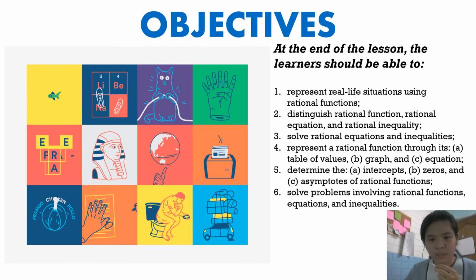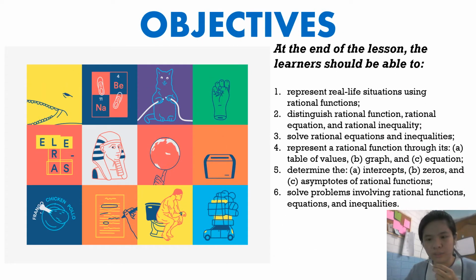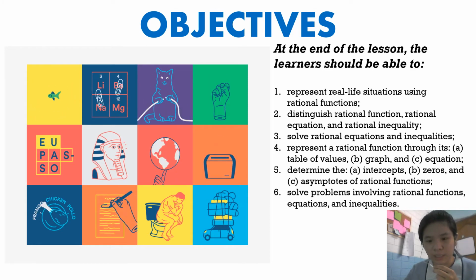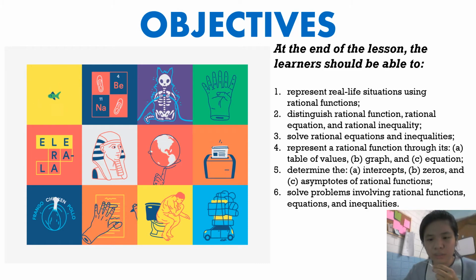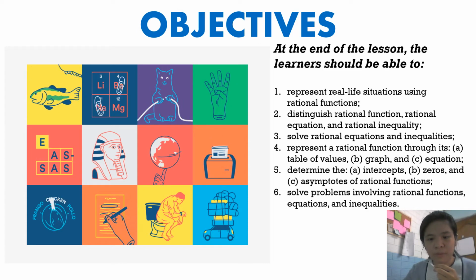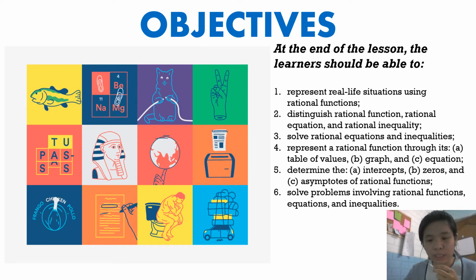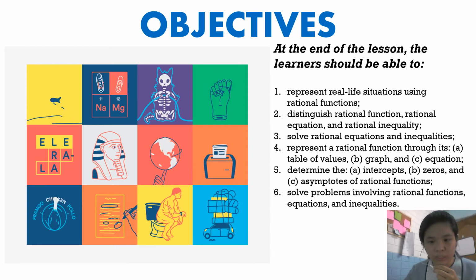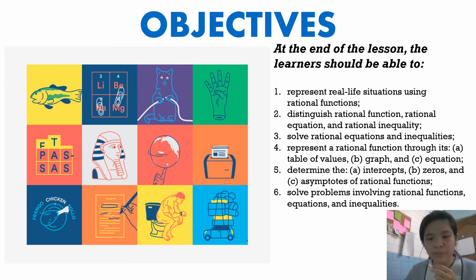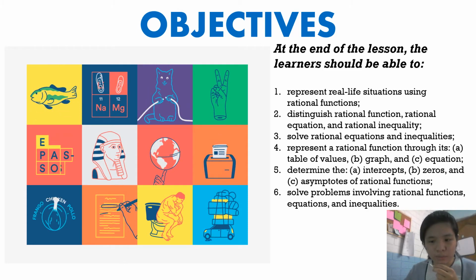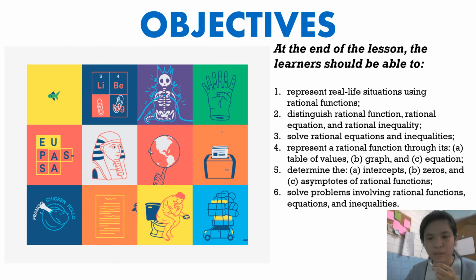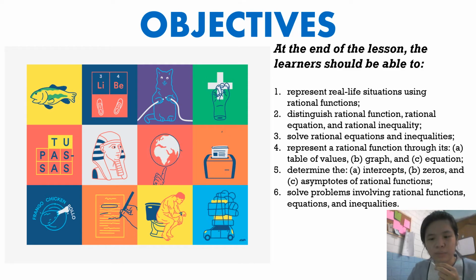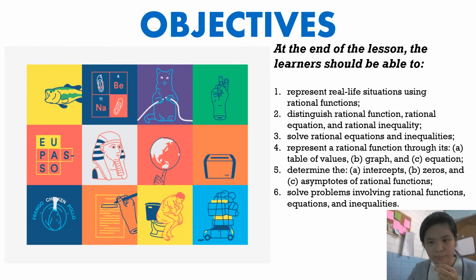Our objectives are, at the end of the lesson, the learner should be able to represent real-life situations using rational functions. Second, distinguish rational function, rational equation, and rational inequality. Third, solve rational equations and inequalities. Fourth, represent a rational function through its table values, graph, and equation. Fifth, determine the intercepts, zeros, and asymptotes of rational functions. And lastly, solve problems involving rational functions and equations and inequalities.